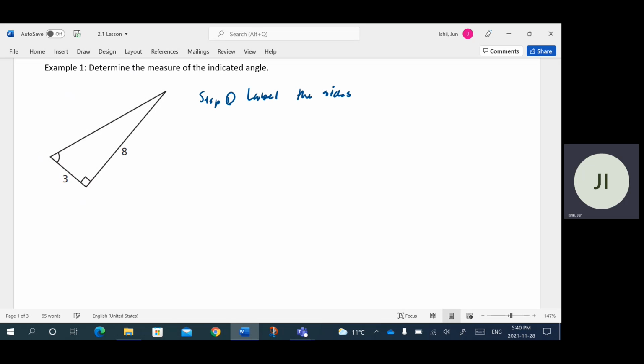What I always start off with is labeling the hypotenuse, which is always across from the 90 degree angle. So this is the hypotenuse. Now, since I'm working with this angle here, the 8 is my opposite side, and the 3 here is my adjacent side.